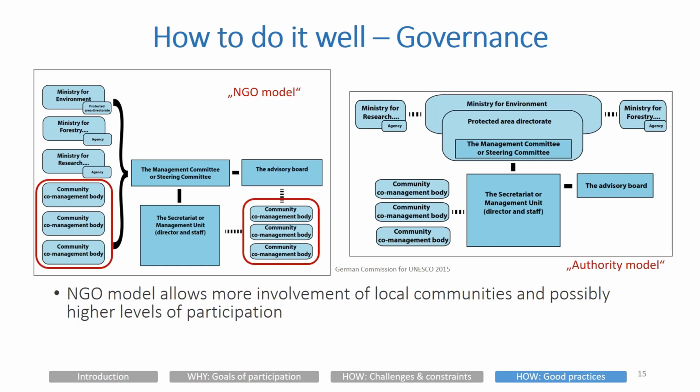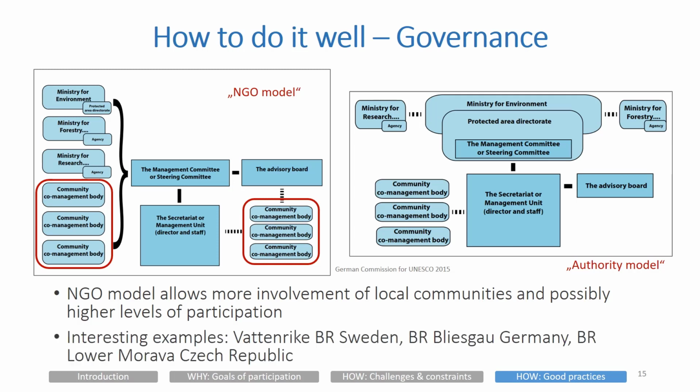The Management Committee as a supreme decision-making body is composed of several different institutions and authorities. The management unit therefore has less formal and authoritative or executive power, but it can be active in several thematic areas and in all zones. It can act more like a platform to bring together diverse interests, and the communities can have a direct role in the supreme governance body. Interesting examples in this context are the Biosphere Reserve Blekinge Archipelago in Sweden, the Biosphere Reserve Bliesgau in Germany, and the Biosphere Reserve Lower Morava in Czech Republic.